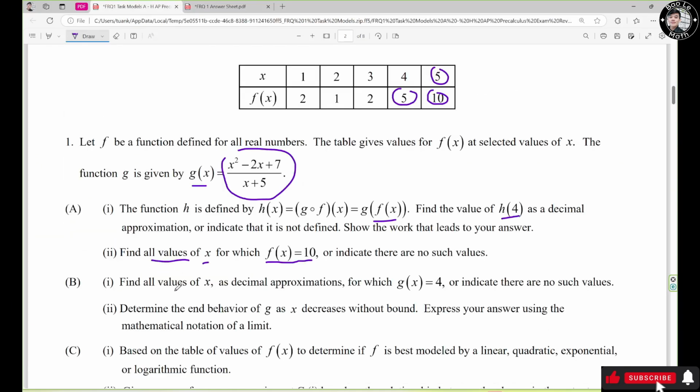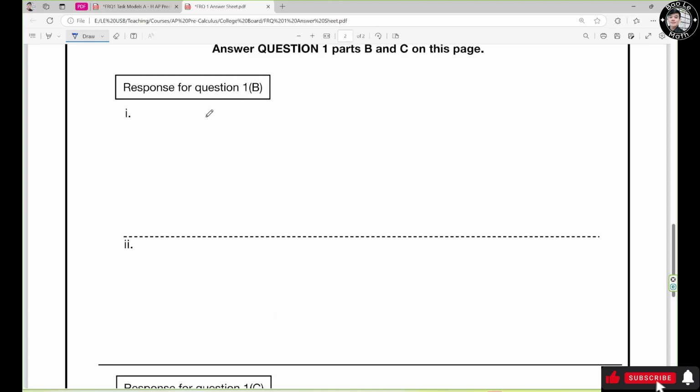B1 is going to be right here. Find all values of s as decimal approximation, so keep that in mind, for which g of s equals 4. So we just let s squared minus 2s plus 7 over s plus 5 equals 4, and we need to solve it. Now you need to find the domain so that this rational function is defined. So the domain should be s plus 5 not equal to 0, so s not equal to negative 5.